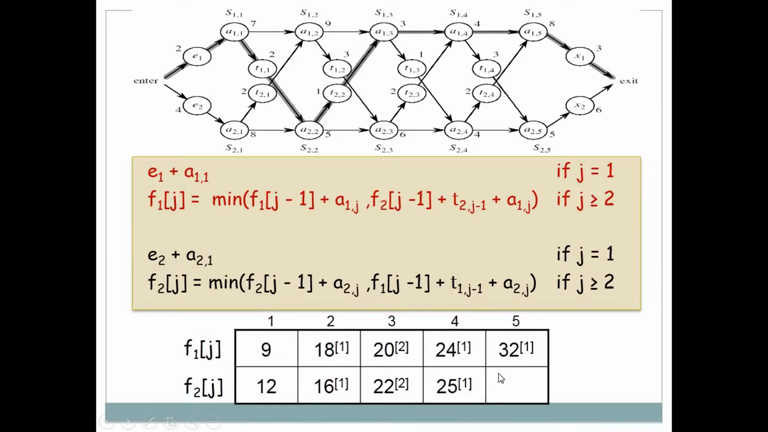Okay, so now let's find out f2j for j is equal to 5, means for this station. First of all, f2 j minus 1 means 25 plus a2j means 5. So 25 plus 5 is equal to 30, and another one is f1 j minus 1 means 24 plus transferring cost 3 is 27, and plus 5 is equal to 32. So from that we will consider 30. So the minimum cost here is our 30.